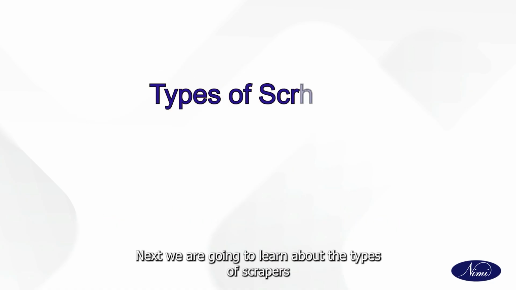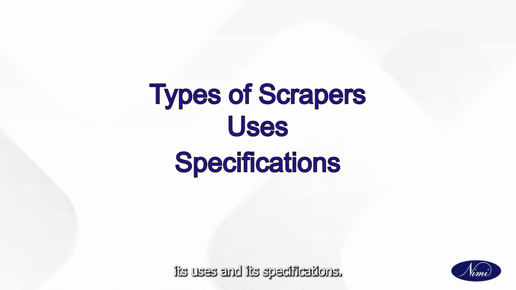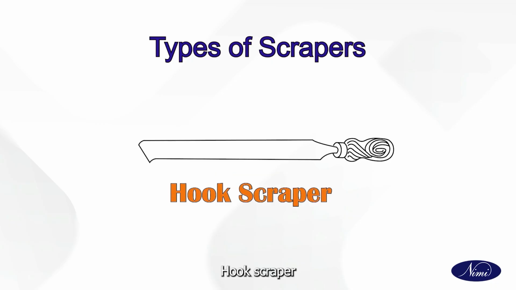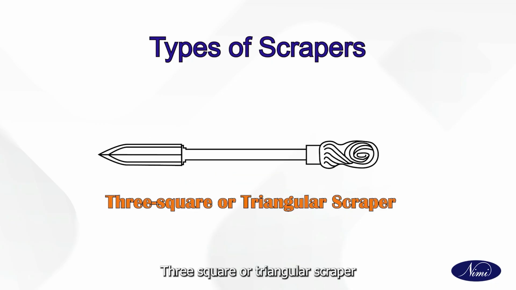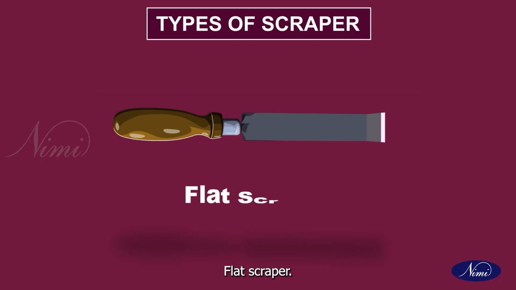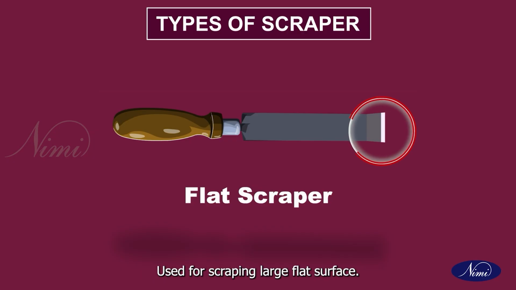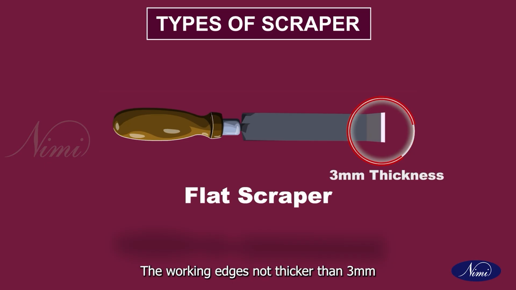Next we are going to learn about the types of scrapers, their uses and their specifications. Types of scrapers: flat scraper, hook scraper, half round scraper, three square or triangular scraper, bull nose scraper. Flat scraper: this type of scraper has a rectangular blade used for scraping large flat surfaces. The working edge is not thicker than 3 mm.